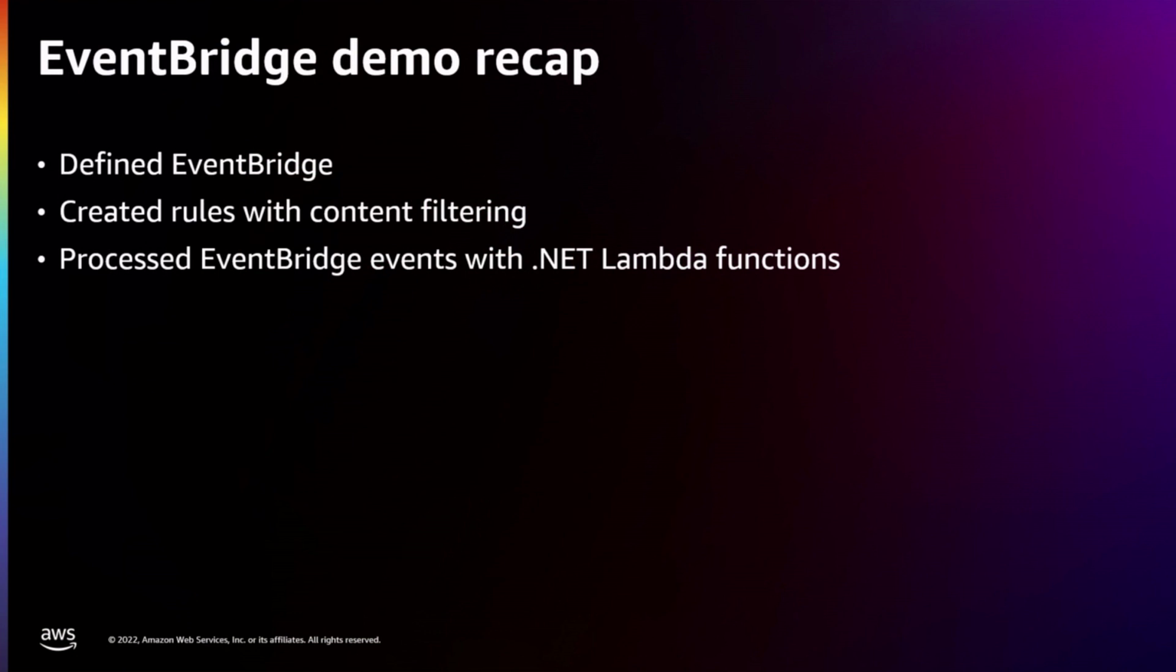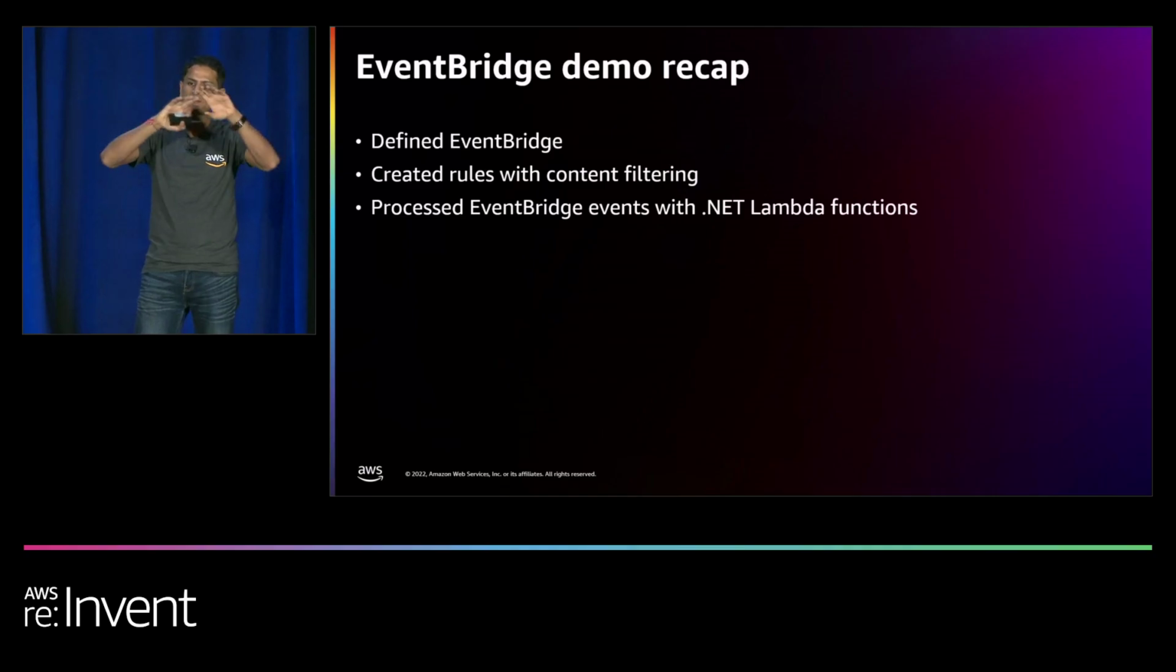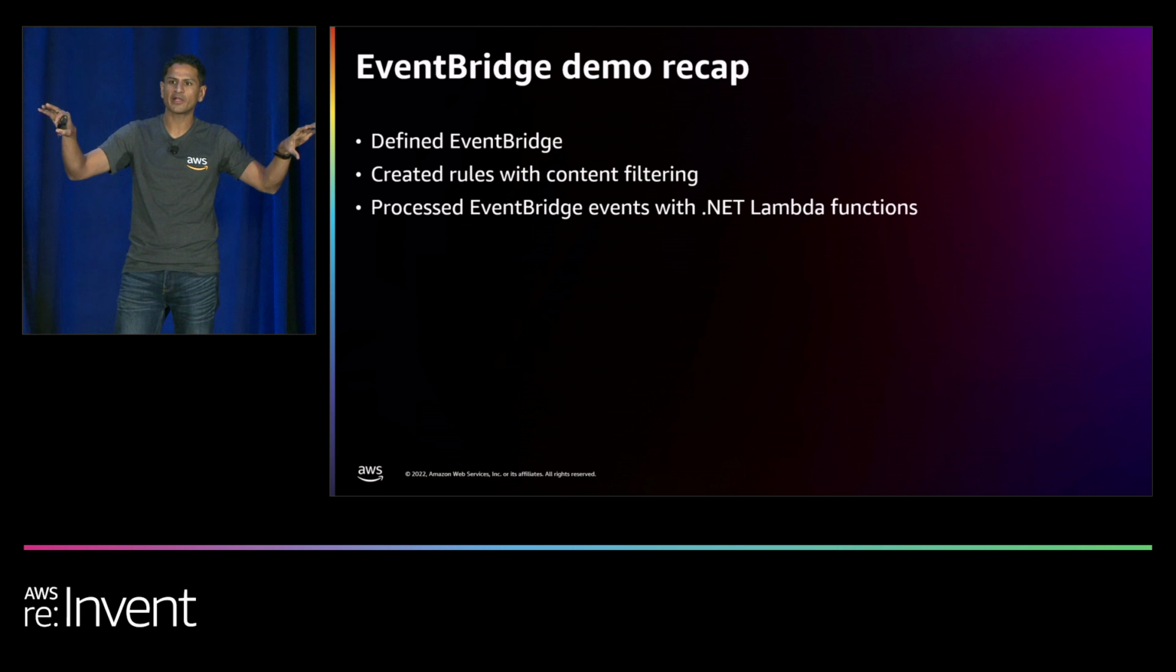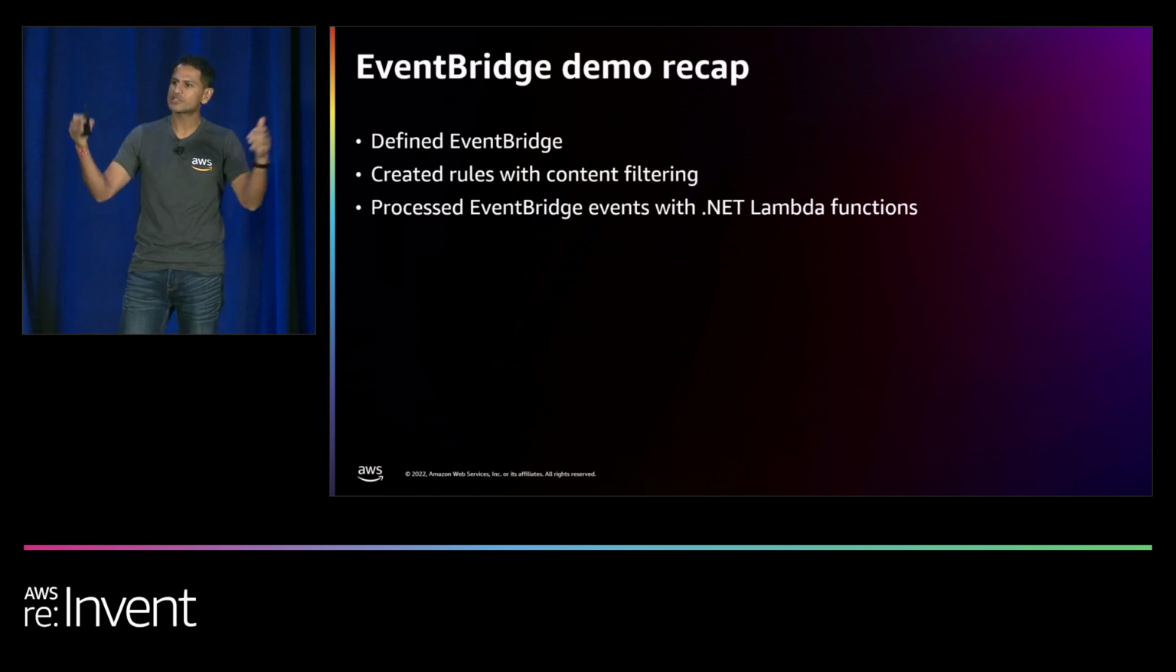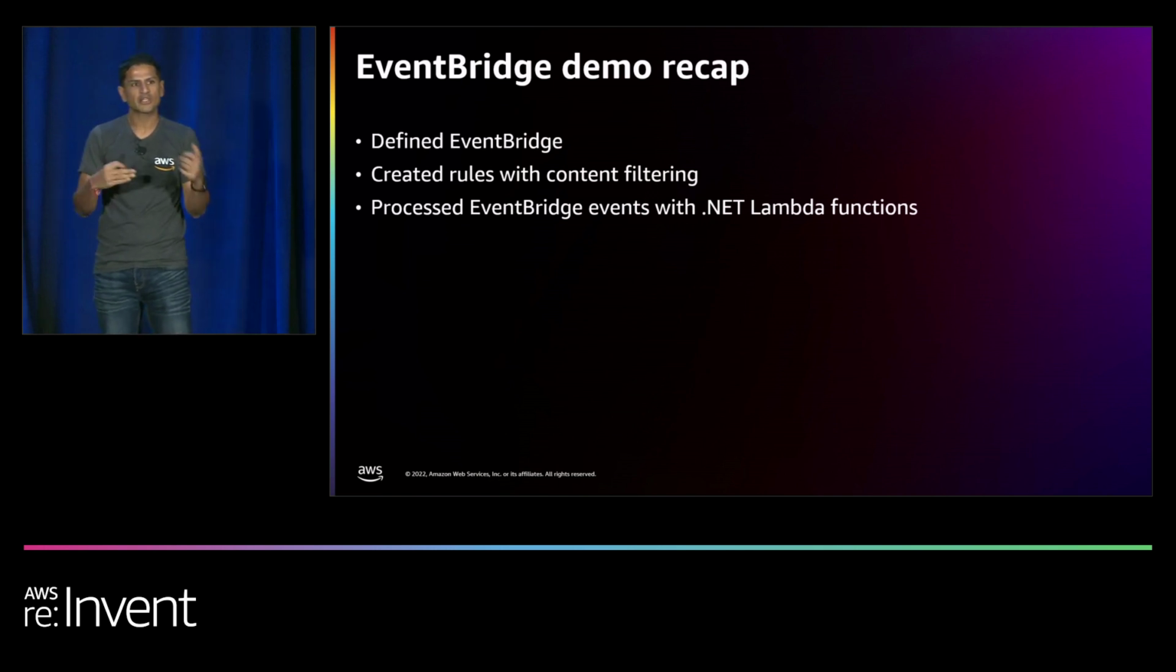All right, thank you. So a quick recap of what we covered in the EventBridge demo. We saw how you can define EventBridge in the AWS console. Once EventBridge has been defined, you get by default something called a default event bus. Think of this as a placeholder where your events are going to come in. There you can do content filtering.